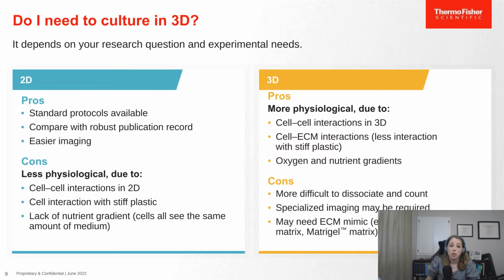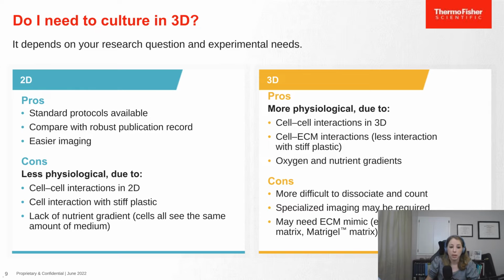And tumoroids are not the only cells that can be cultured in 3D, of course. Cell lines can also be cultured in 3D, either fully encapsulated in a basement membrane extract like Geltrex or Matrigel, or in suspension. But should you culture your cells in 3D? Well, it depends. Both 2D and 3D culture have pros and cons. 2D culture is more widely utilized as it is the easier of the two culture methods.